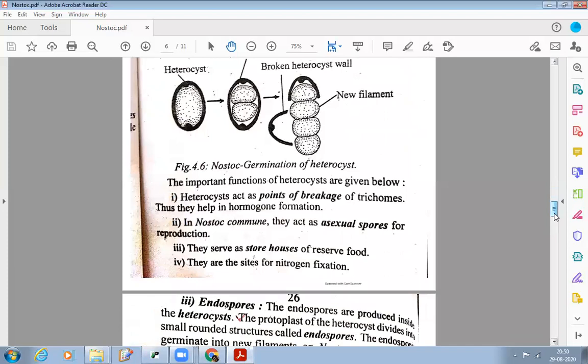The important functions of a heterocyst are given below. The heterocysts act as points of breakage of a trichome. Thus, they can help in the hormogonia formation. In Nostoc commune, they act as asexual spores for reproduction. They serve as storehouses of reserve food. They are the sites of nitrogen fixation.